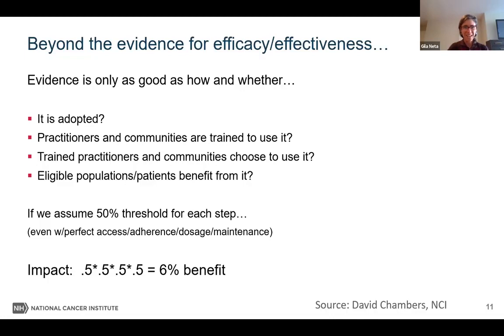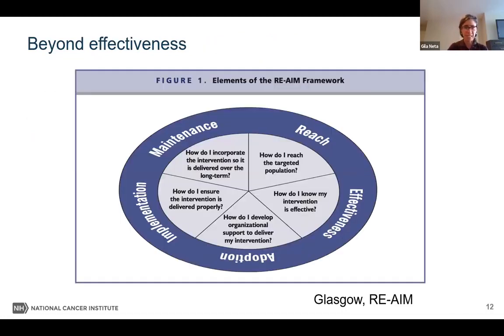So moving on to the next, even if we get halfway there at each of these steps, and not even considering all the issues we would have with access, adherence, dosage, and maintenance, we're still down to just a fraction of the benefit we thought our promising intervention was going to have. So we need to make sure we're considering all of these steps.